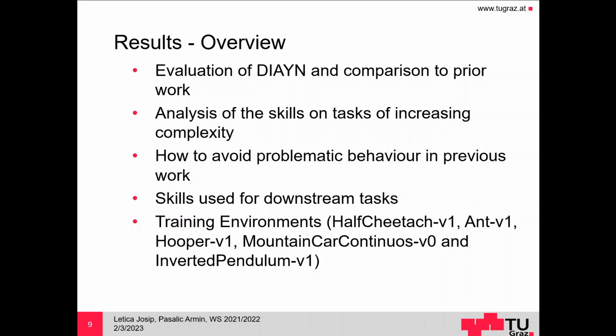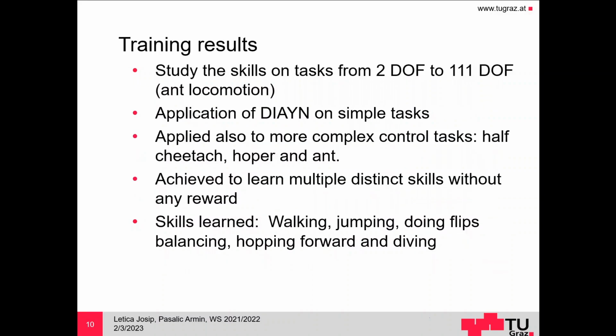In order to conduct these experiments, they use some famous training environments like half cheetah, ant, hopper, mountain car continuous, and inverted pendulum. And now we're coming to training results. With the first experiment, they wanted to show which skills their algorithm is able to learn. In order to show that, they studied the skills on tasks from 2 degrees of freedom to 111 degrees of freedom, like ant locomotion, so from very simple tasks to some more complex tasks. They start with some simple tasks, like an agent in a 2D environment that can change its x and y position, and in this environment, the agent was able to learn 6 different skills.